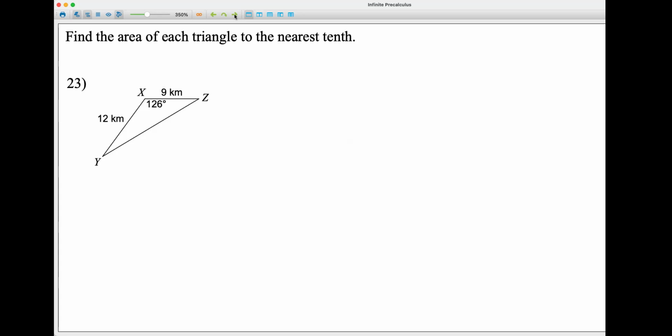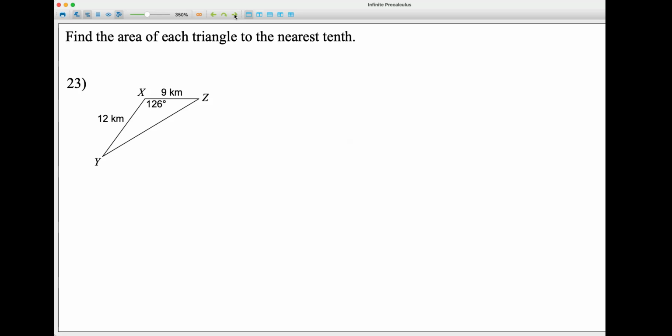All right. So we're in the SAS category. We're supposed to take the two sides and the included angle, take half and the sine of the included angle. So let's see, that would be 1/2. This is just a plug and chug thing. 12 times 9 times the sine of 126. Shame on you if you get this wrong, because could you type in the word cosine by accident? Sure, I guess.